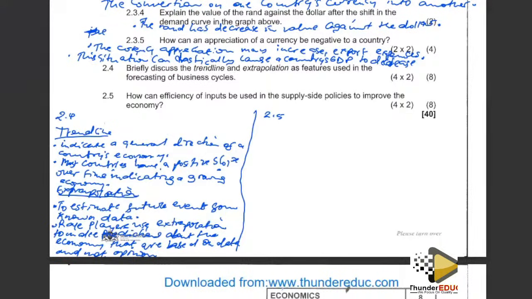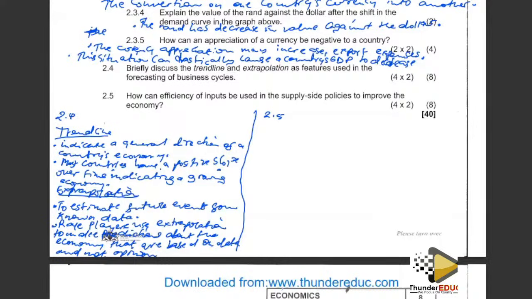Okay, right. So now we are saying, how can efficiency of inputs be used in the supply side policies to improve the economy? So now inputs refer to all the costs involved in the production of goods and services. So when inputs are used more efficiently, the production costs of the producers will decrease. And also, taxes must be fair for businesses to be encouraged to produce high levels of production. As well, individuals become motivated to work when taxes are fair, which could lead to higher productivity levels. Productivity levels refer to individual production of goods and services.